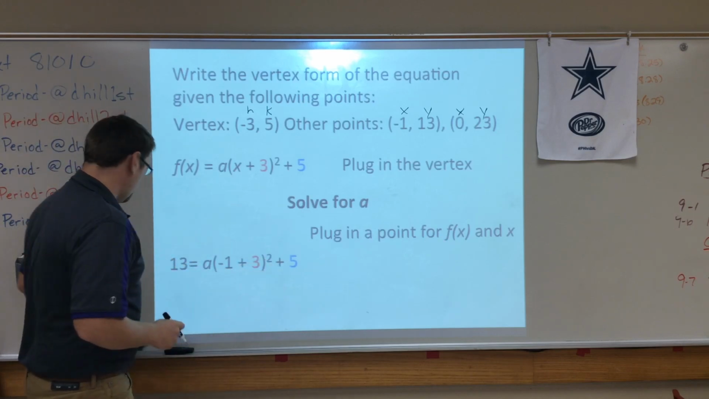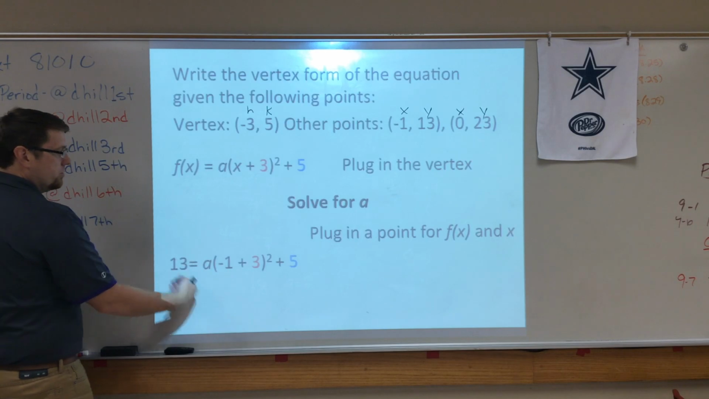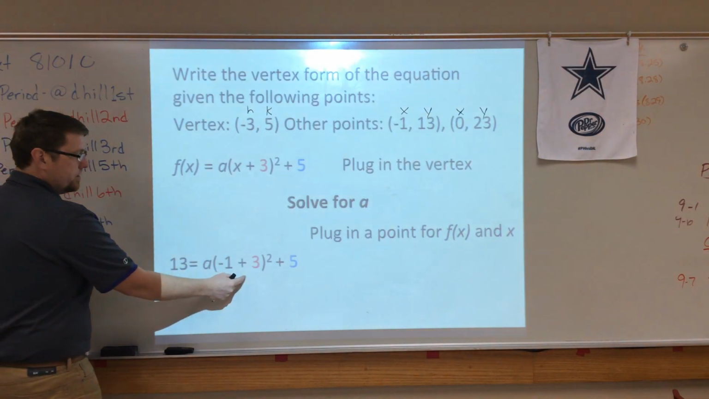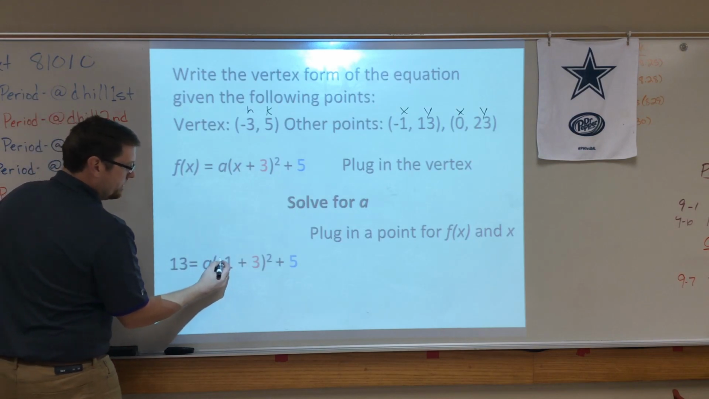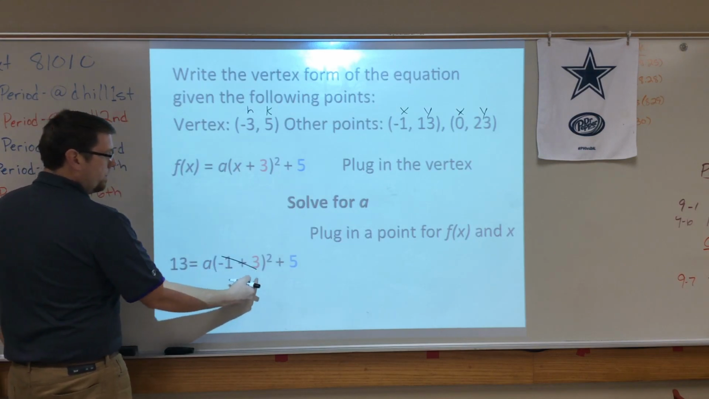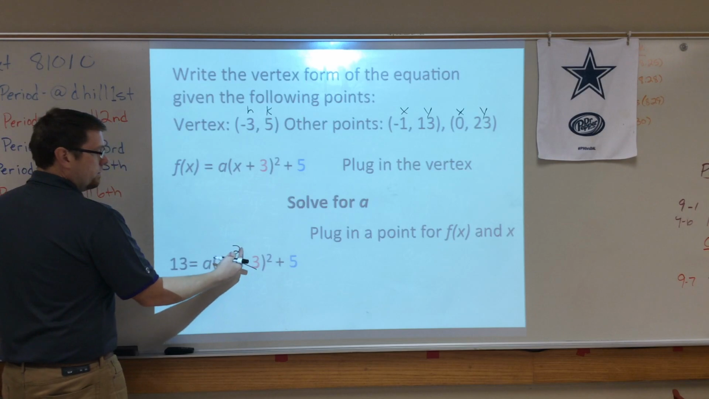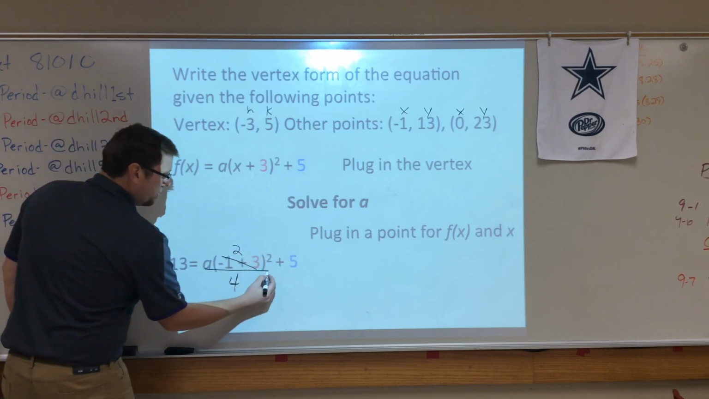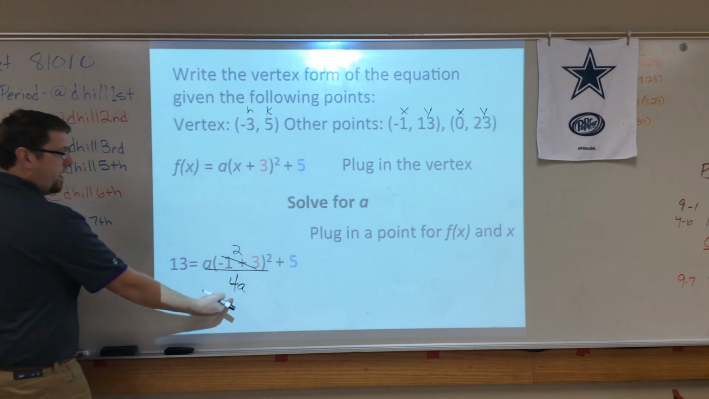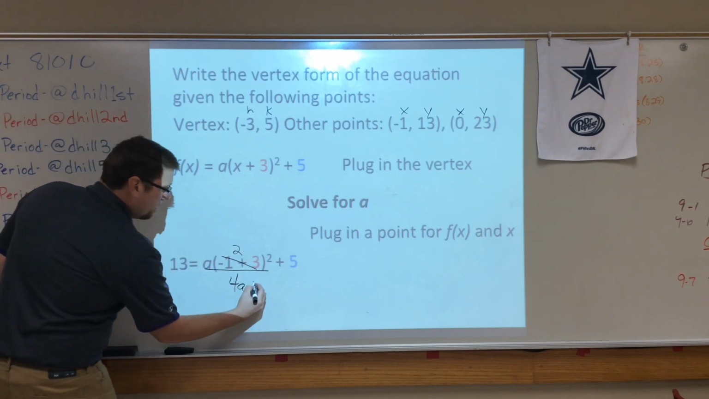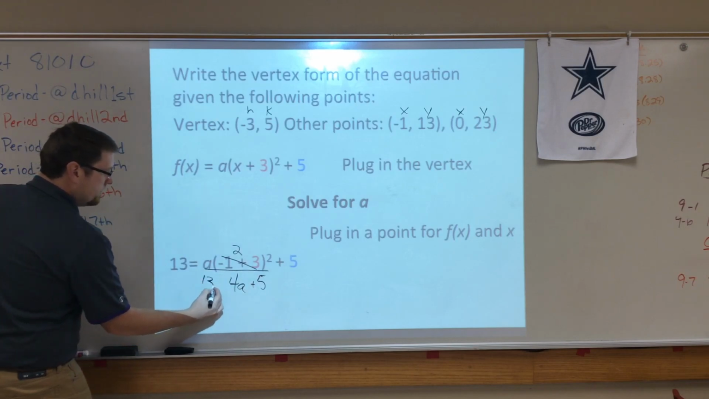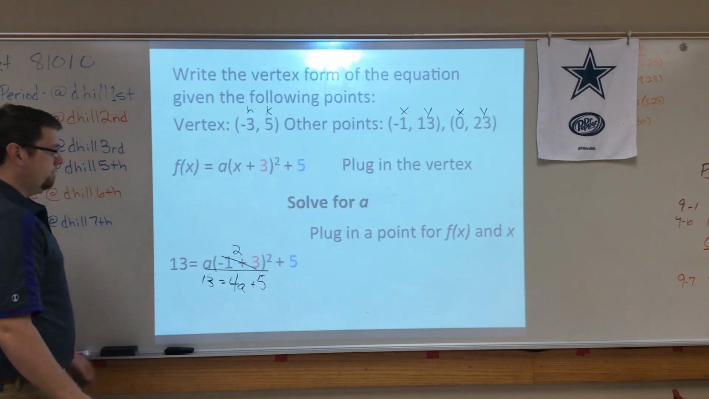Now, all we do is solve this simple equation for a. So order of operations, say I start inside the parentheses. So -1 plus 3 is 2. 2 squared is 4. So this entire thing is simplified to 4a. We've got the plus 5 out there, and all of this equals 13.